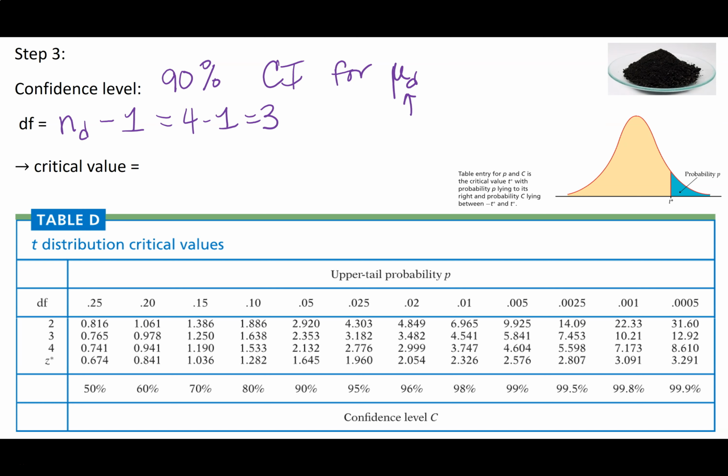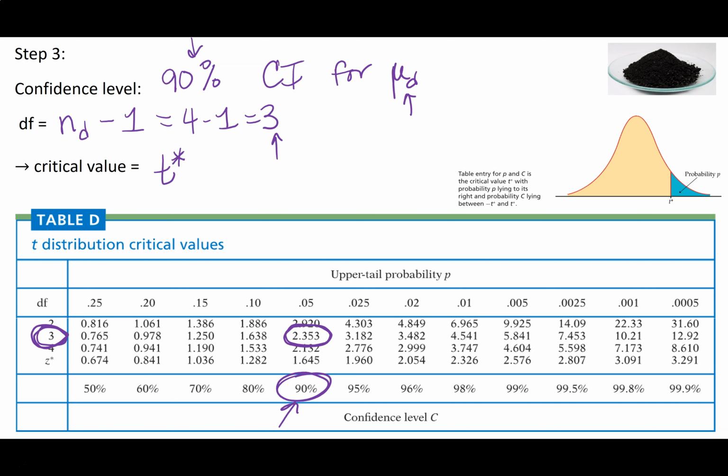So now I have the information. I know which column I need. I know which row I need. So I need the degree of freedom 3 row, and I need the 90% column. So my t star critical value.